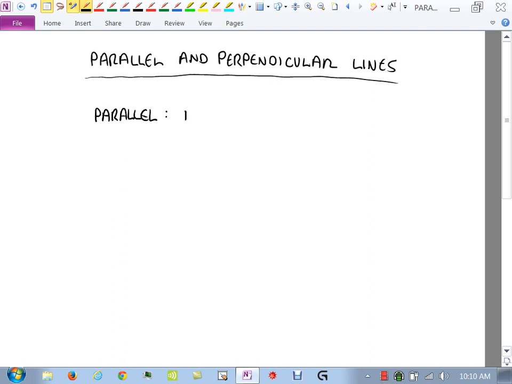These are non-intersecting distinct lines. Non-intersecting means they never hit each other, right? They never cross each other. Distinct means they are two different lines.